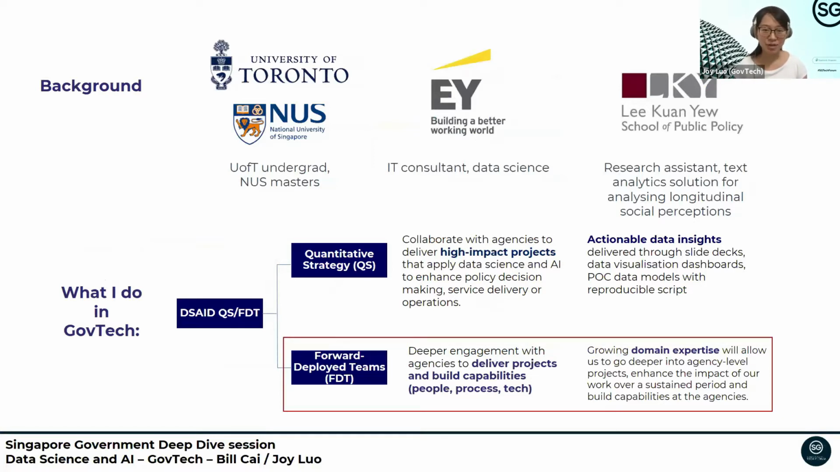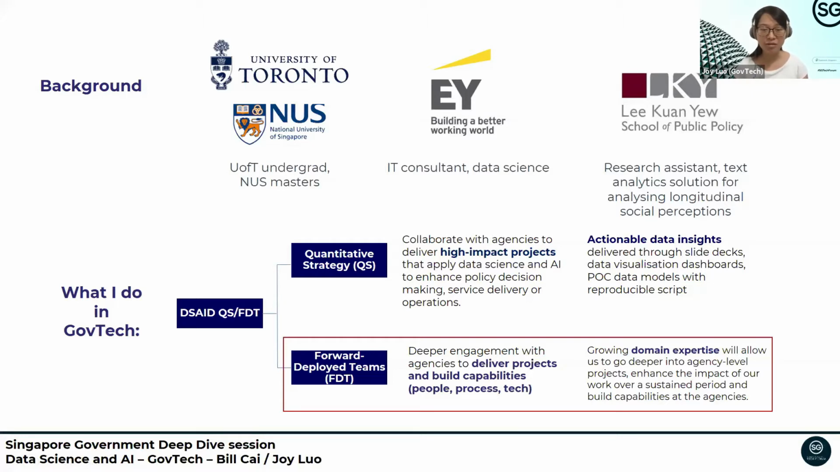I graduated from the University of Toronto in 2015 before starting my first role as a data science consultant with Ernst & Young Singapore. During this time, I did quite a number of data science projects with various government agencies, and I think this is when it really laid the foundation for me for my interest in public sector work.